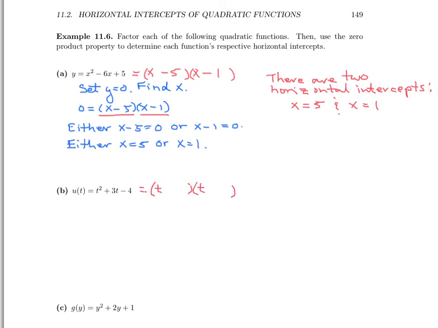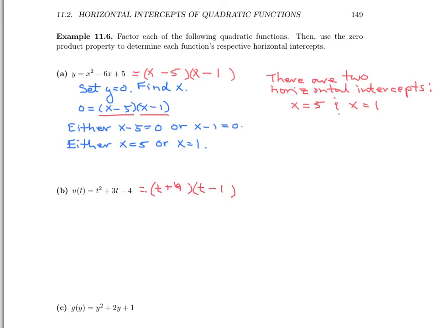Okay, when we factor this, we have to find two numbers whose product now is -4, and that sum to 3. And we find that a +4 and a -1 work. So that's the factored form. And so once again, we've written our quadratic form as a product of two linear factors.